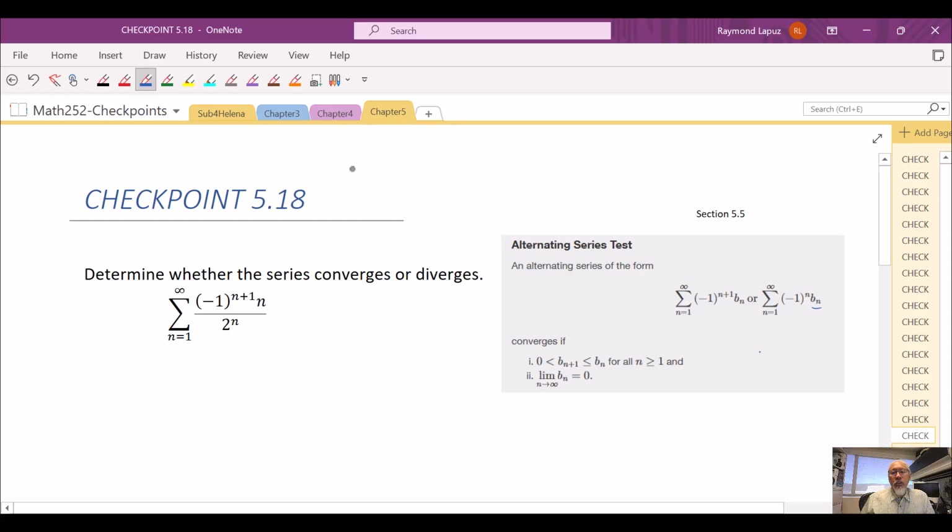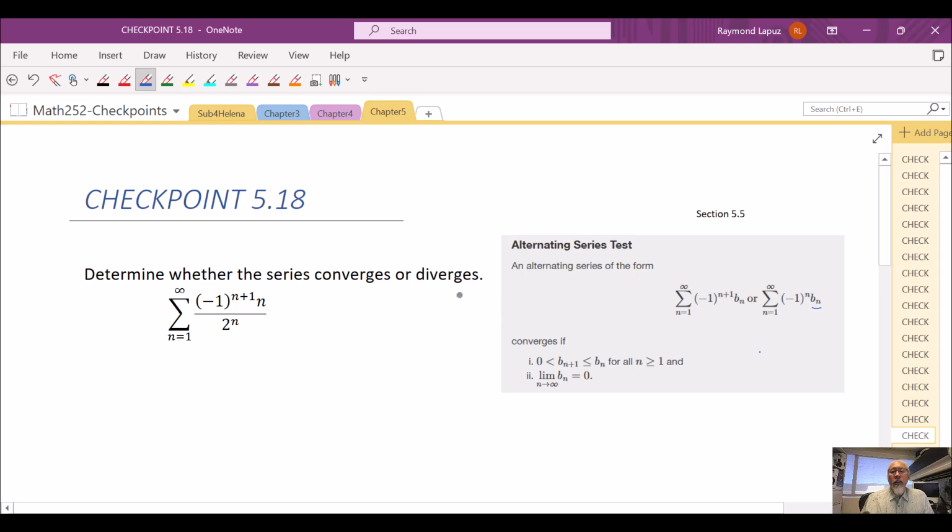This is coming from section 5.5, the alternating series test. We want to determine whether this series converges or diverges. So the series is the sum as n goes from 1 to infinity of (-1)^(n+1) times n, all divided by 2^n.